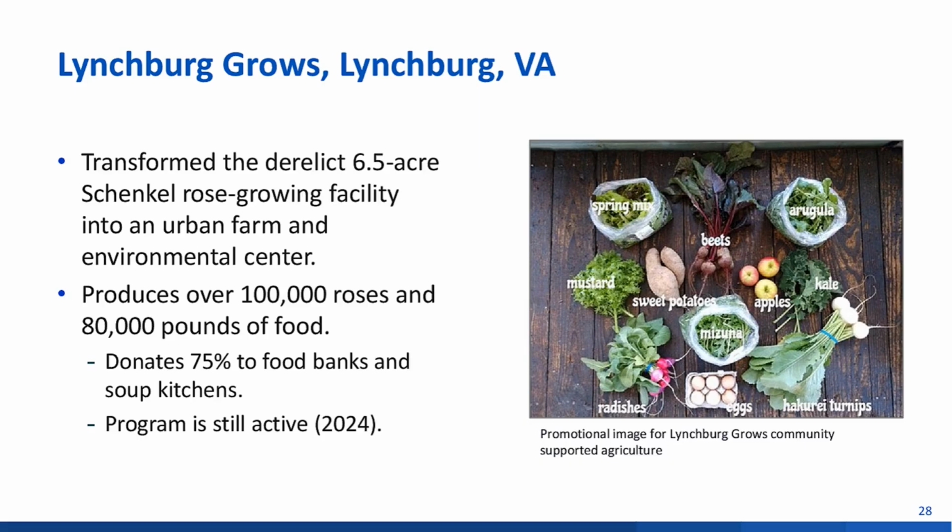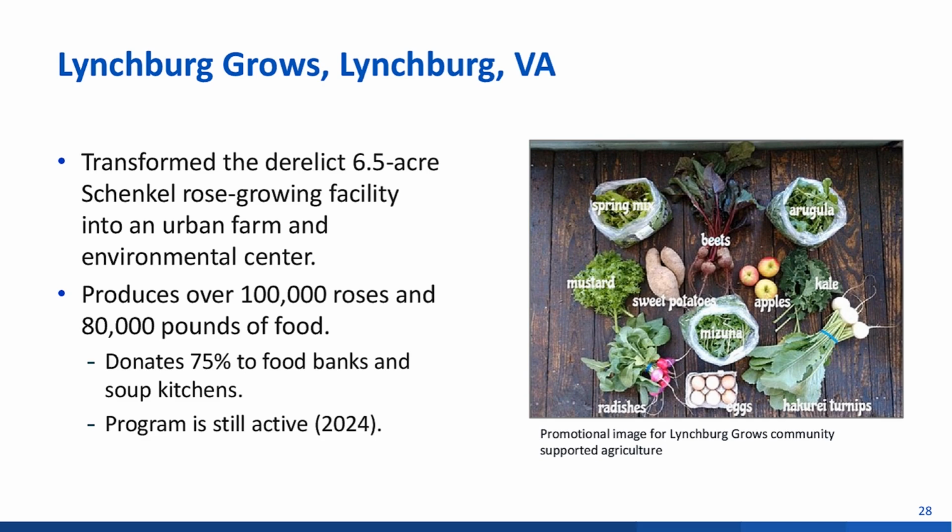In Lynchburg, Virginia, a nonprofit organization turned to the owners of the derelict Schenkel Farm. The farm had a 6.5-acre rose-growing facility with 9 historic greenhouses, a farmhouse, a root cellar, and other farm buildings. Inspired by the Lynchburg Grows mission, the family provided attractive terms for the organization to acquire the property. It is now known as the H.R. Schenkel Urban Farm and Environmental Center.